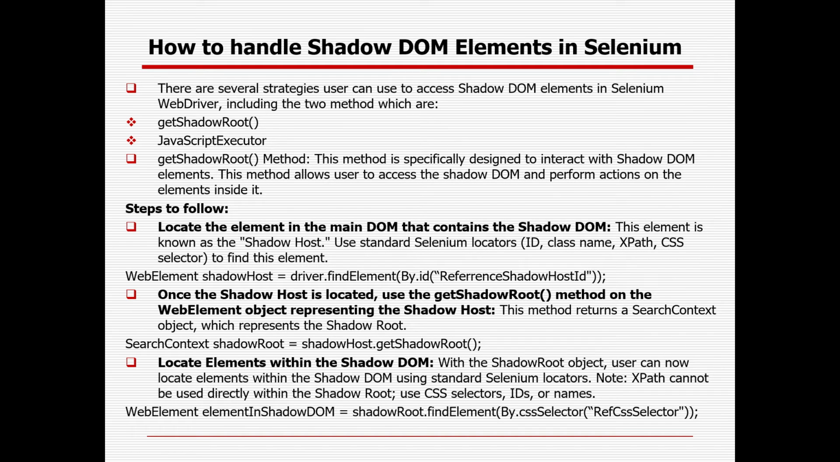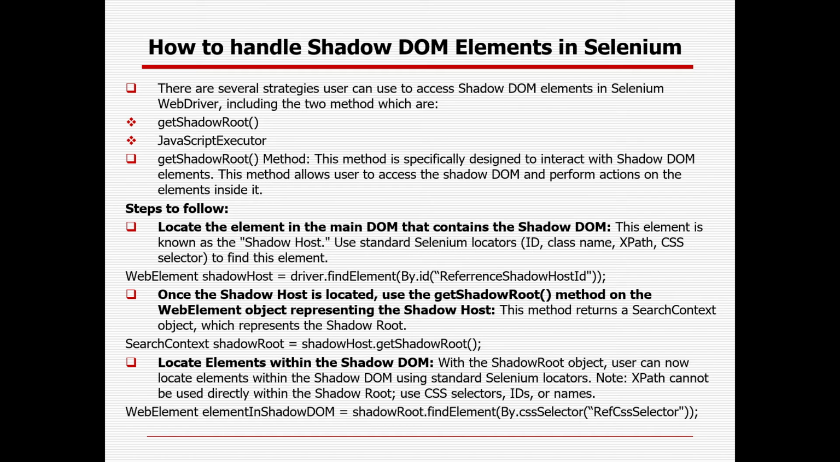There are several strategies the user can use to access shadow DOM elements in Selenium WebDriver version 4, including the two methods listed below. One is with the help of the getShadowRoot method, and one is with the help of the JavaScript executor interface. We'll first implement the getShadowRoot method. This method is specifically designed to interact with shadow DOM elements. It allows the user to access the shadow DOM and perform actions on the elements inside it.